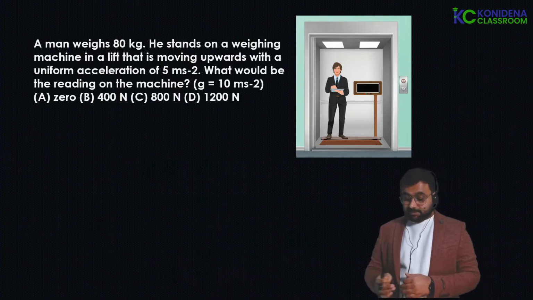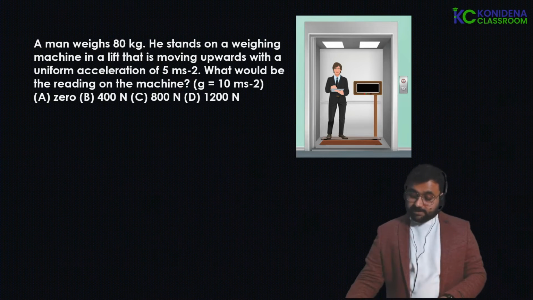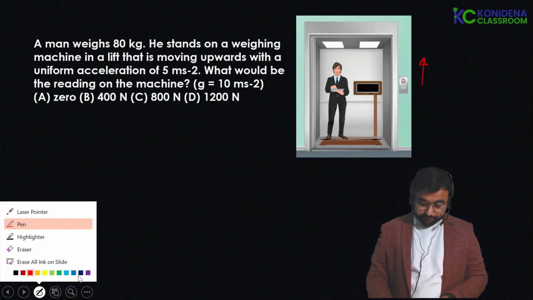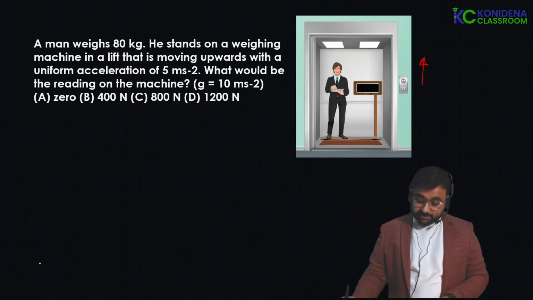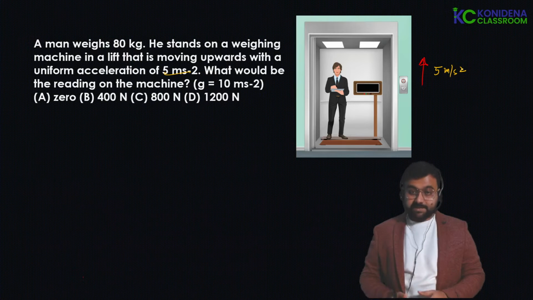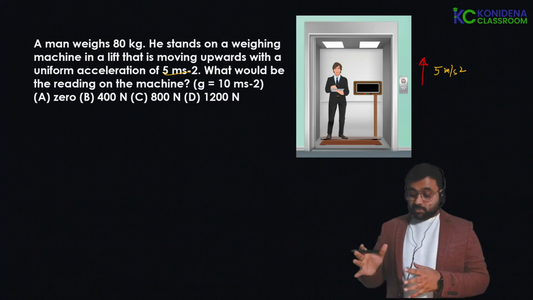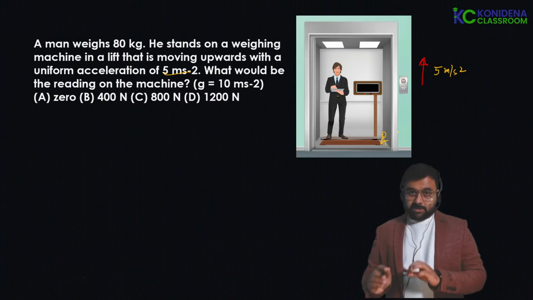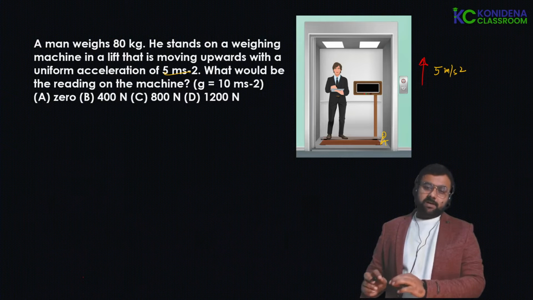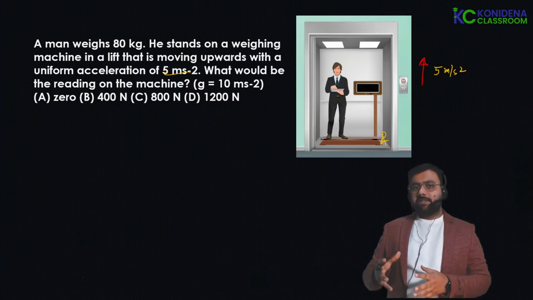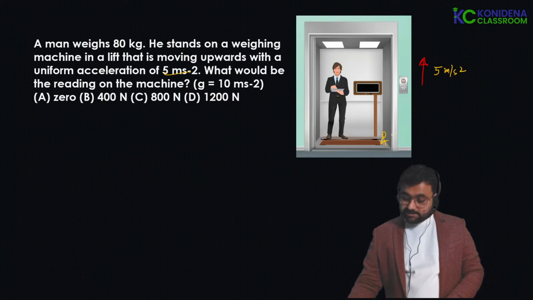So in this question, what is happening? This person is inside the lift and the lift is going up with an acceleration of 5 meter per second square. Now, the equation I'm going to write is with respect to a person who is inside the lift. Let us solve this question with two methods and see whether we get the same answer or not. So consider this is observer 1.